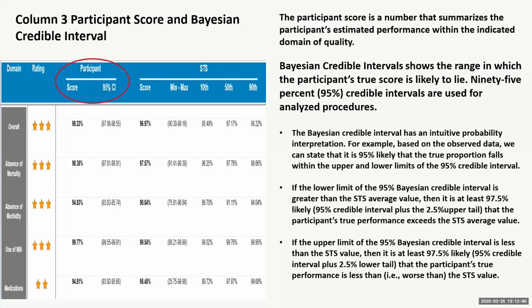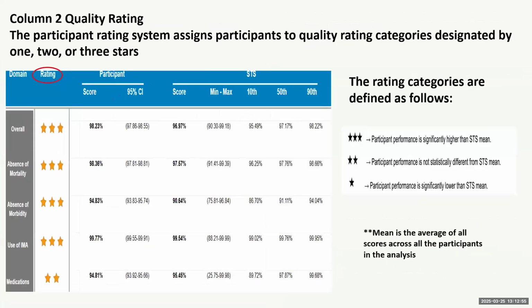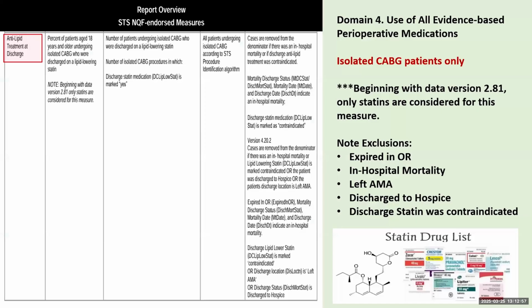Stephen asks, are the domains weighted equally for the overall star rating? I know that mortality is weighted highest, or higher. Medications are weighted lower. Do you have a slide about that, Linda? I don't have the weighting. It's in the national report overview.